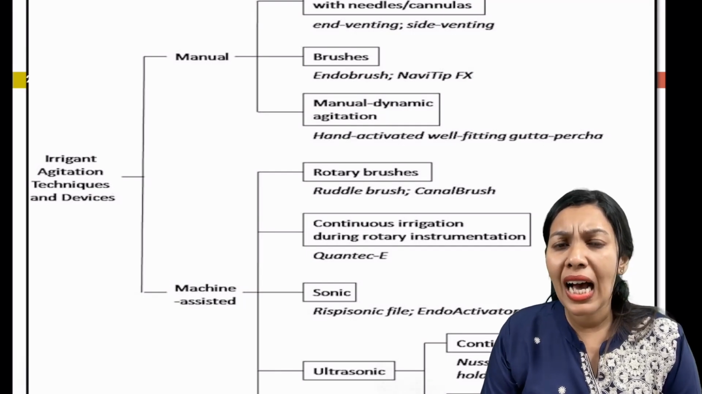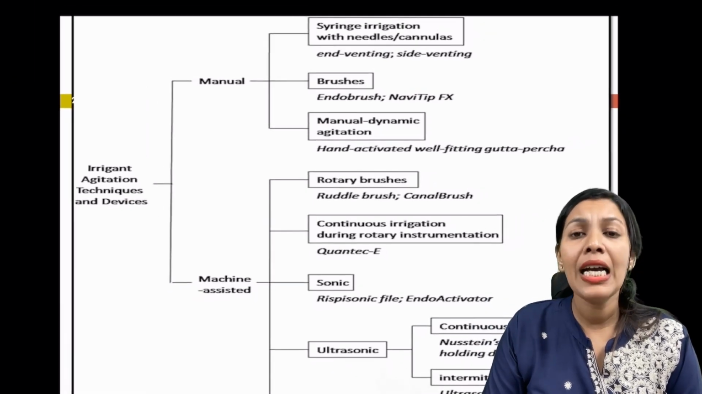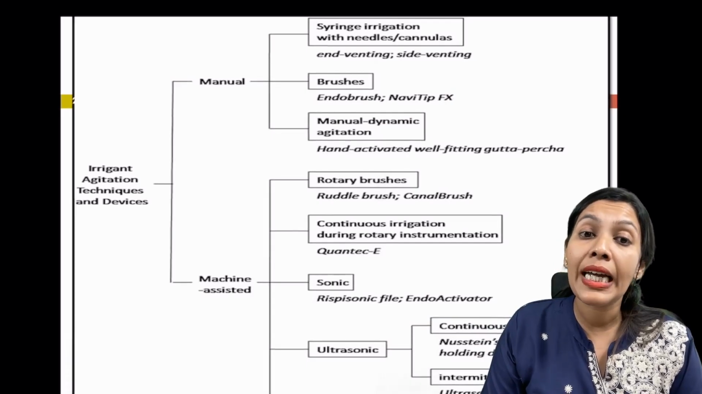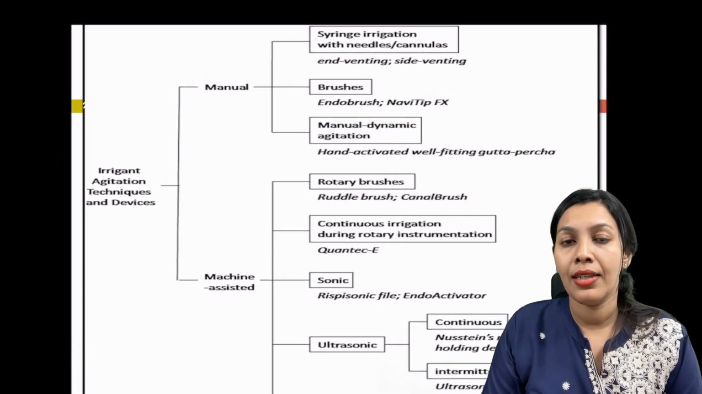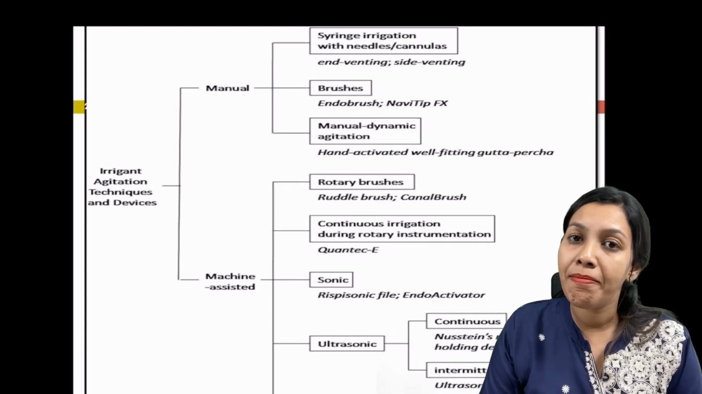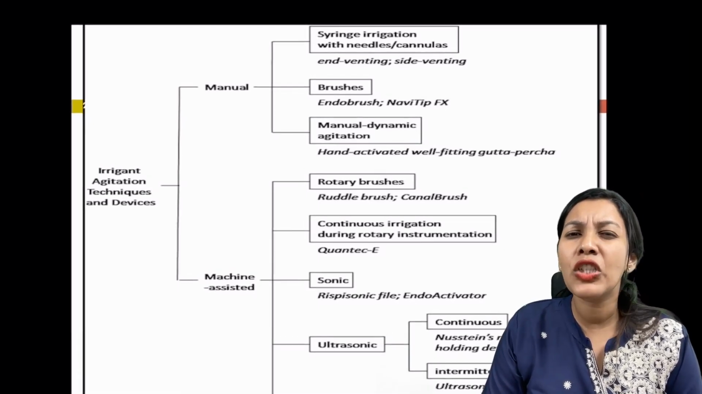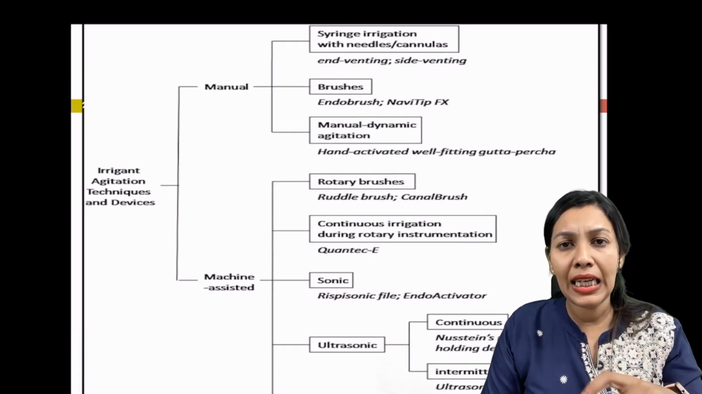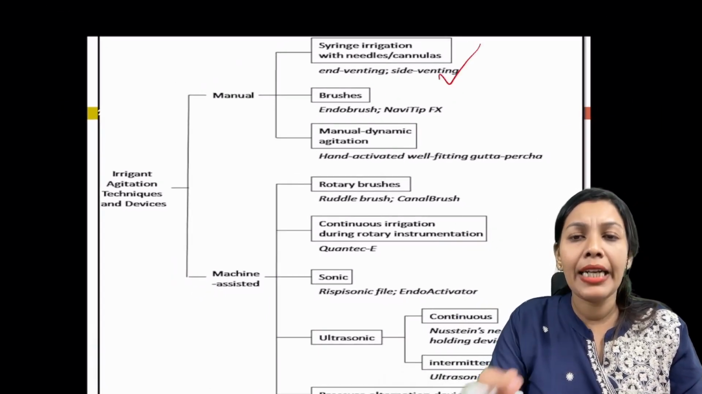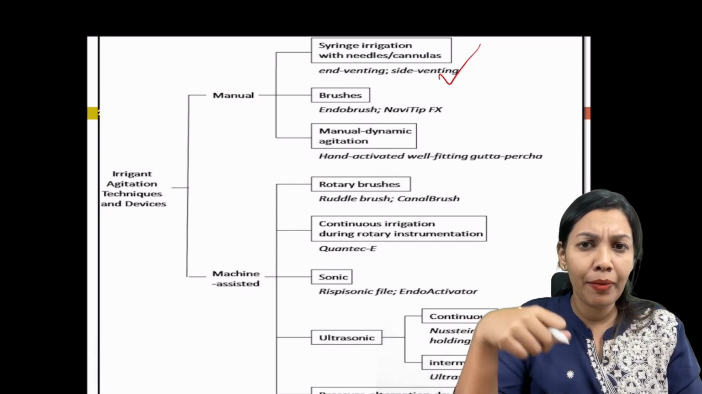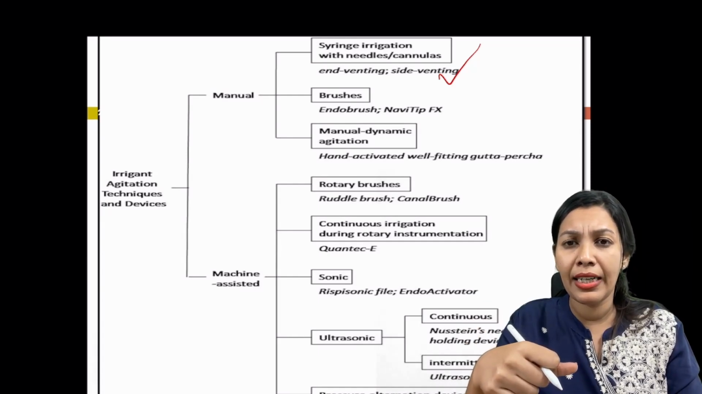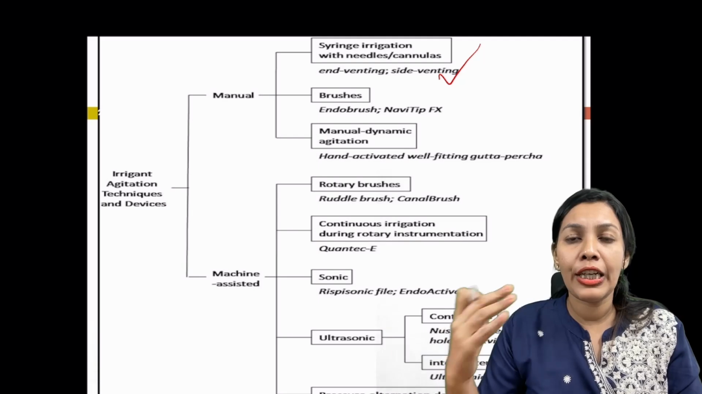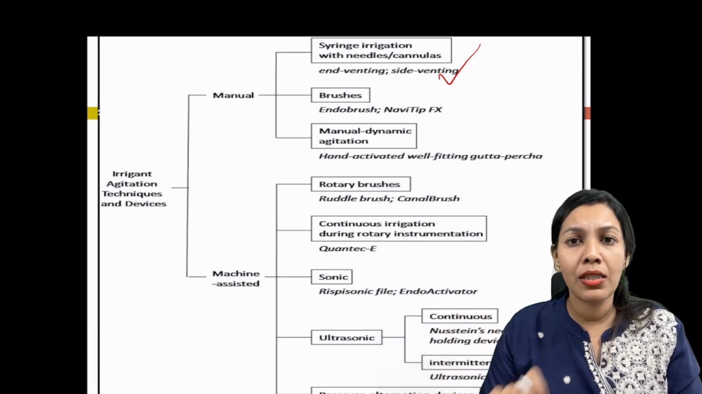Coming to the last portion of irrigation, you need to know the irrigant activation methods. They consist of manual and machine-activated methods. Manual means which we do by ourselves using our hands. First is the needle. We apply the needle and push the material inside the canal. There will be dissolution of the organic and inorganic substances from the root canal.